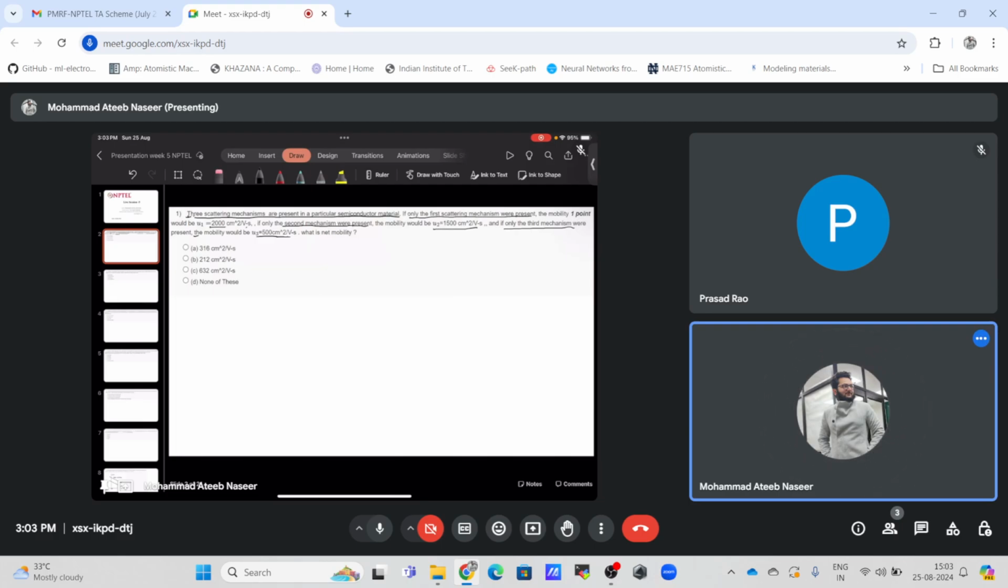Net mobility will be less than the least value. We know that all these scattering mechanisms will effectively work in our semiconductor system, and the net mobility will be given by Matthiessen's rule. It will be the combination of these individual mobilities: 1 by mu 1 plus 1 by mu 2 plus 1 by mu 3.